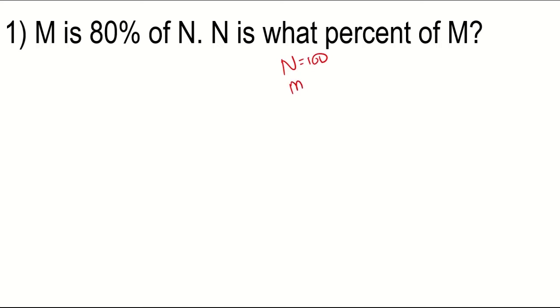So what is the value of M? M is 80% of N. So M is 80. Now read the second part. N is what percent of M? So it's simply N upon M into 100. 100 over 80 is 5 by 4. 5 by 4 is 125%.